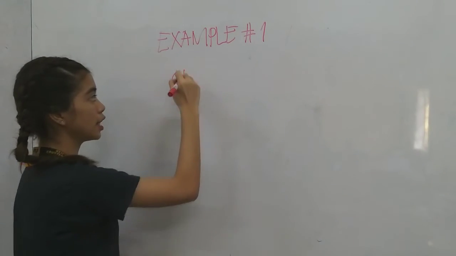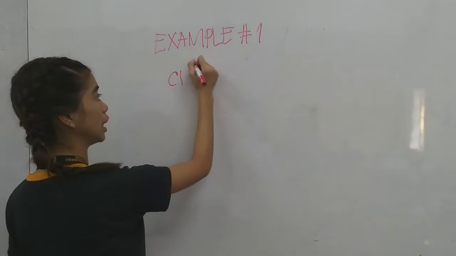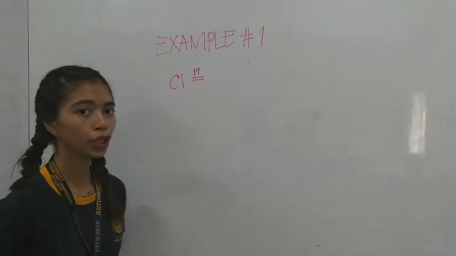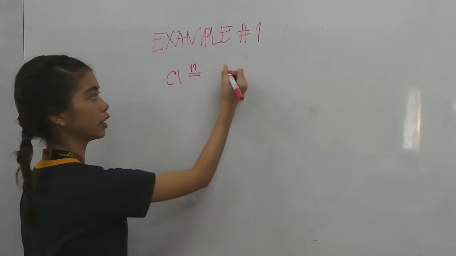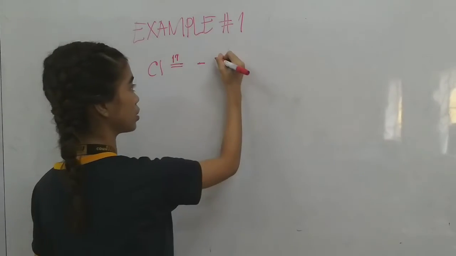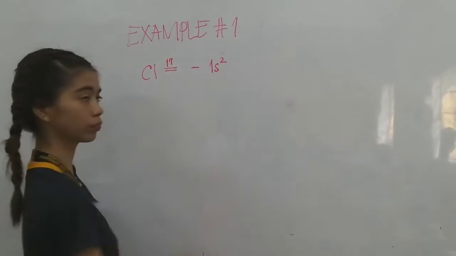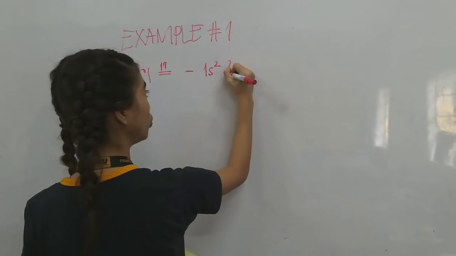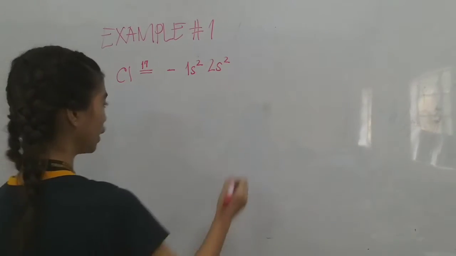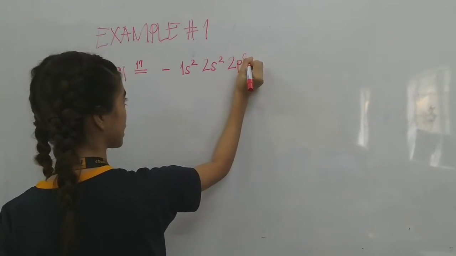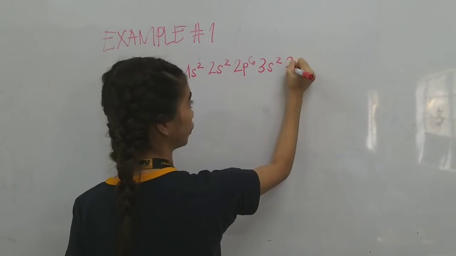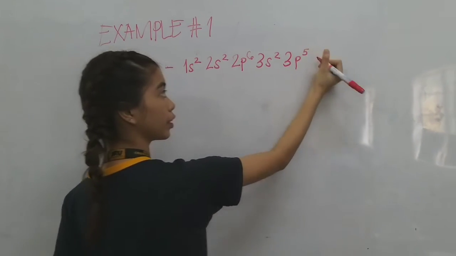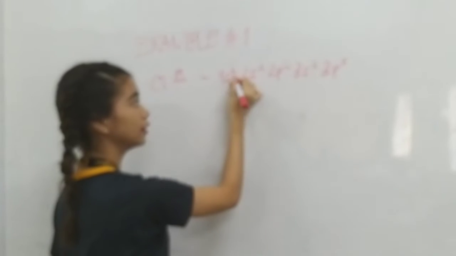Number one example for that is the element Cl, chlorine, whose atomic number is 17. You have to get the electron distribution, which adds up to 17. That's why the first is 1s2, 2s2, 2p6, 3s2. You have to add this.